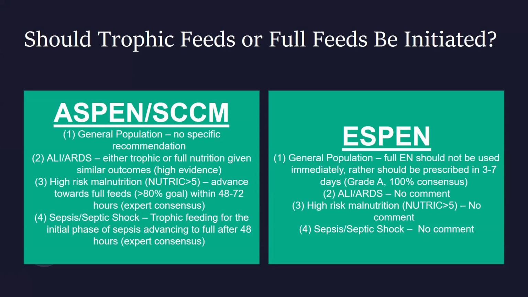The Europeans, instead of diving into any of the subgroups, just say for the general population in the ICU that enteral nutrition should not be used immediately. Rather, you should prescribe it and up titrate it in the first 3 to 7 days. So what we grasp from this is in those not at high risk for malnutrition, you have a little bit of time. You can progress from trickle feeds to full feeds more slowly, but in high risk malnutrition, progressing those to full feeds more quickly would be in line with the recommendations. So a little all over the place, but they covered a lot of groups between the two of them.